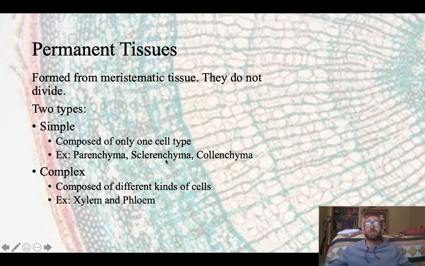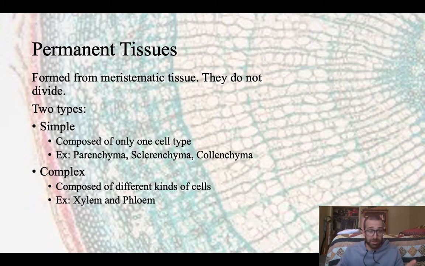Okay, so that's meristematic tissue. That is the actively growing tissue that is made up of cells that are actively dividing. That's the one main category of plant tissues. The other main category is permanent tissues. So these are tissues that have been formed from the meristematic tissues, but they're no longer actively dividing. And within our permanent tissues, we have two types.